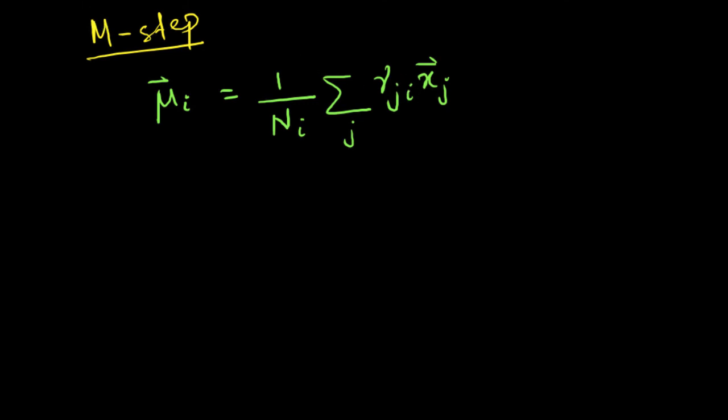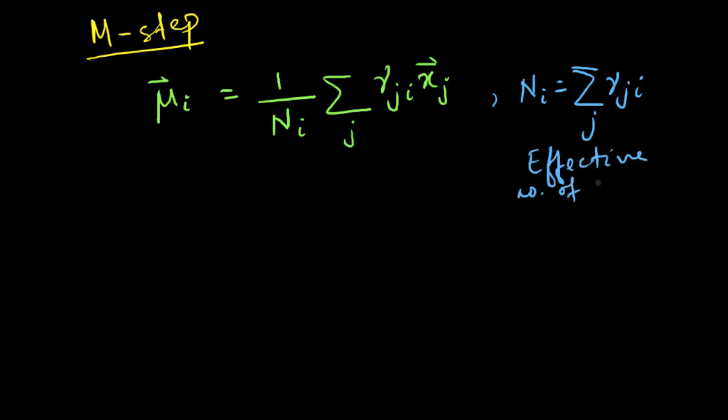And what is this Ni? This Ni is nothing but the summation of gamma ji over all j. So this basically represents the effective number of points in the category Ci. In the k-means algorithm, Ni would be an integer, but in the GMM algorithm, Ni is a fractional value. So now we have computed our mu I.